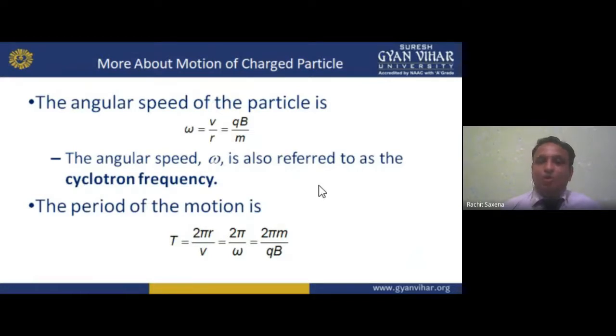Now, what is omega here? Omega is basically the angular speed, also referred to as the cyclotron frequency. We always call it the rotational velocity or angular speed. We have the period of motion T equal to 2 pi r upon v, and we can also write it as 2 pi by omega. Writing the value of omega from the above equation, T is 2 pi m by qB.